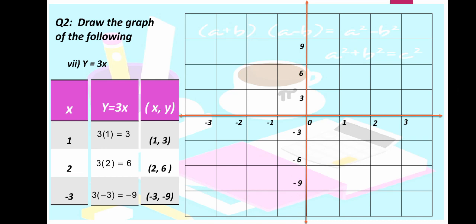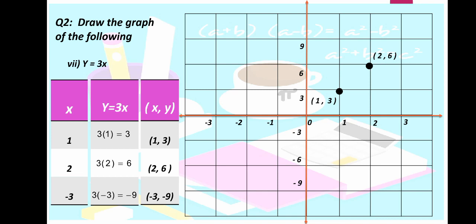Now the first ordered pair is 1 and 3. So 1 is on the positive x-axis and 3 is on the y-axis. So 1 and 3 are intersecting on this point, so the ordered pair will be 1 and 3. Then the next point is 2 and 6. 2 is the value of x and 6 is the value of y. So 2 and 6 are intersecting on this point. So mention the ordered pair 2 and 6.